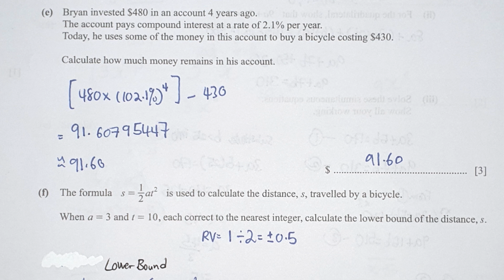Question E, immediately you will notice we are using the exponential, which is the compound interest formula. However, they wanted to find how much money remains in his account after buying the bike. So 480 times 102.1% to the power of 4, you're required to minus it off with 430. So we get a balance of 91.6.